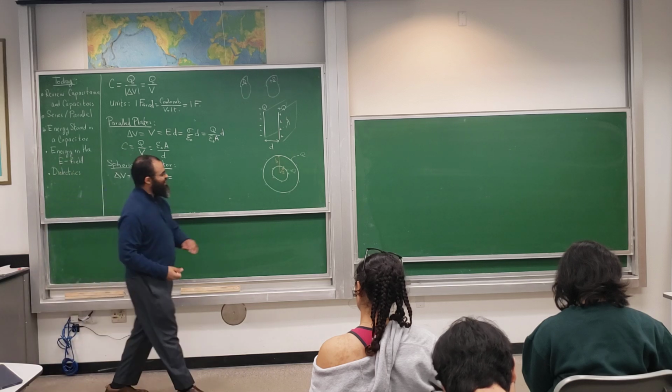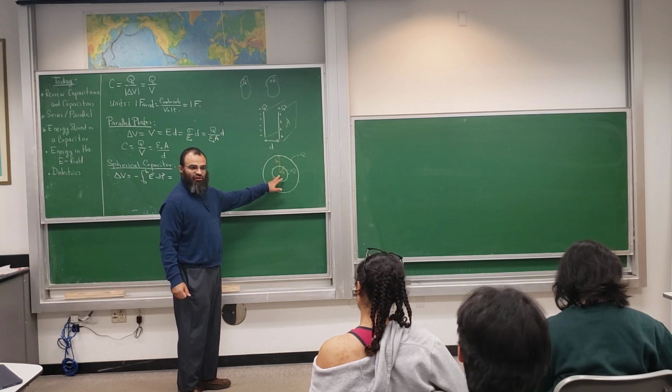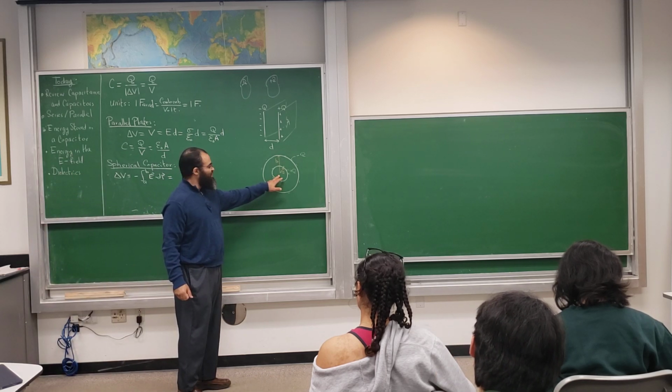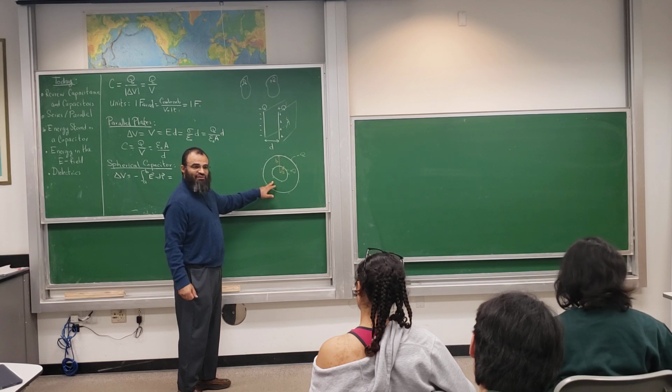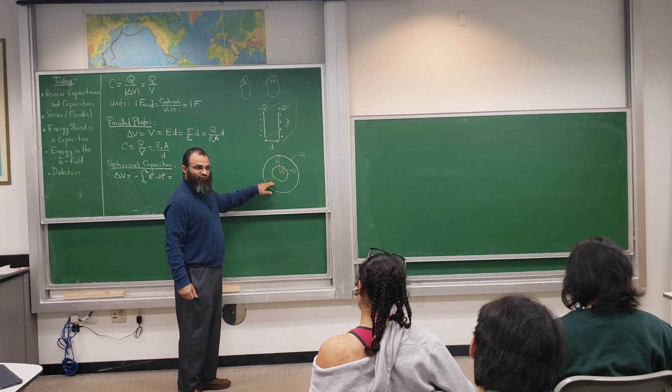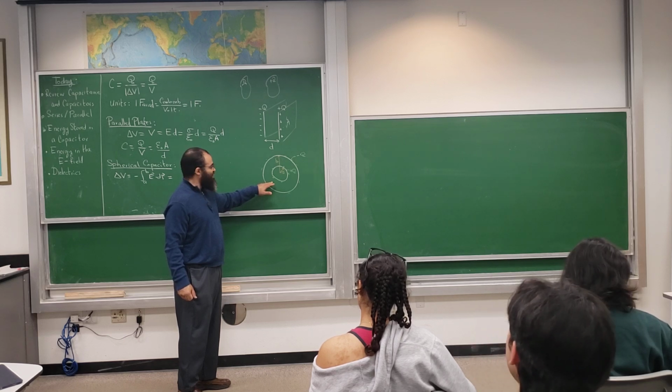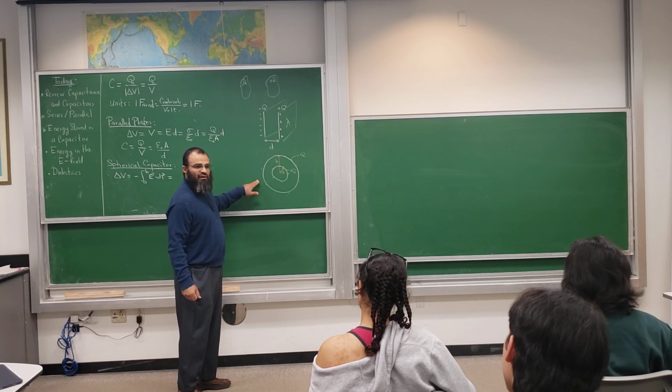Let's review. What's the electric field inside? Zero, by spherical symmetry. In here, it's not zero. It's positive, like a point charge, right? So Q over 4 pi epsilon naught R squared. And then here? It would be zero.